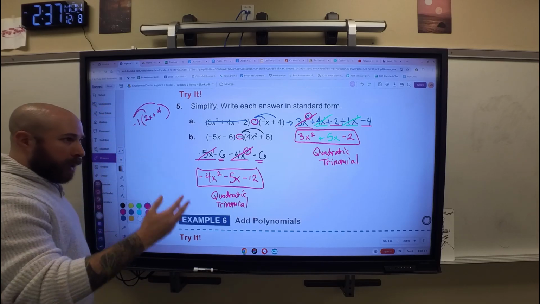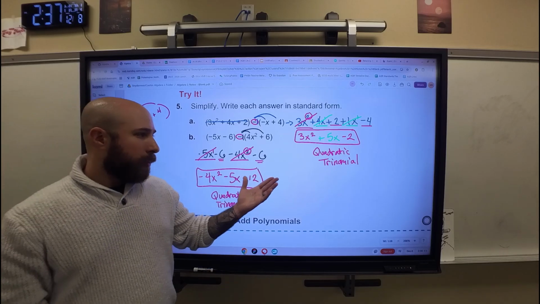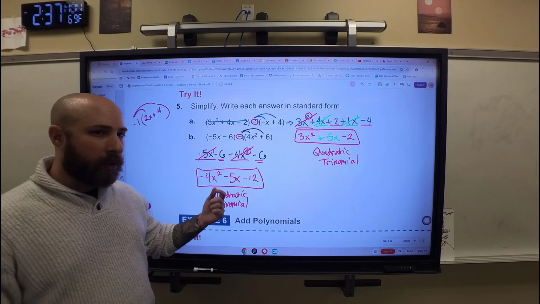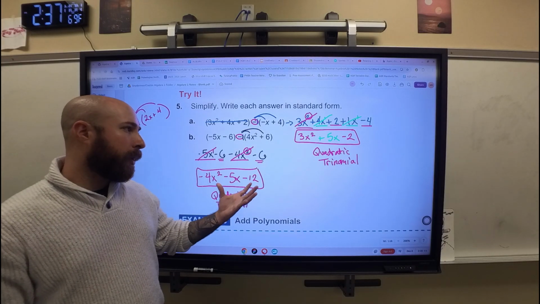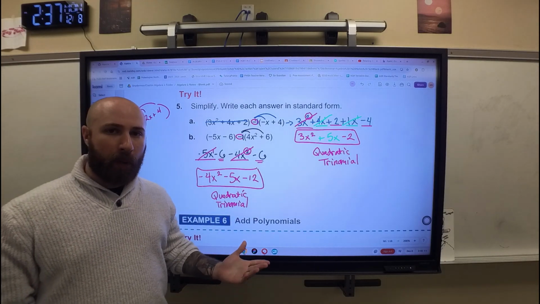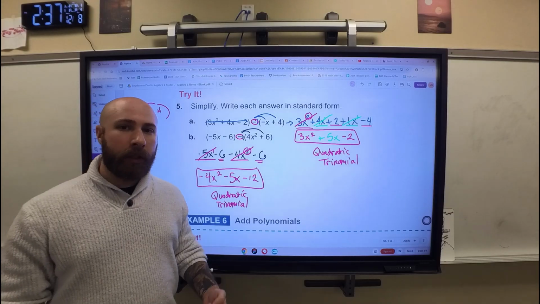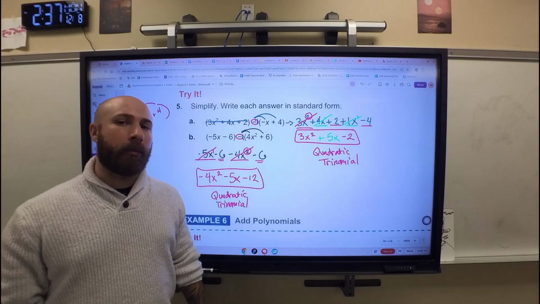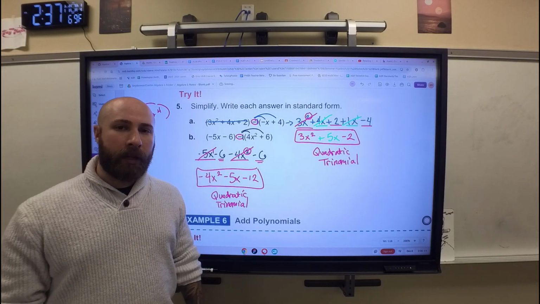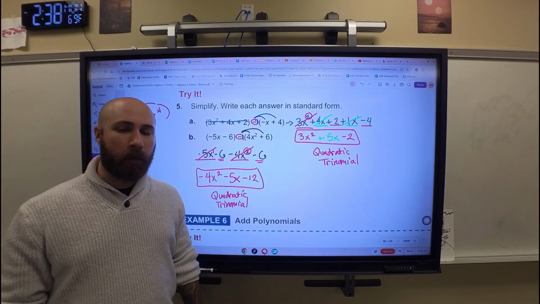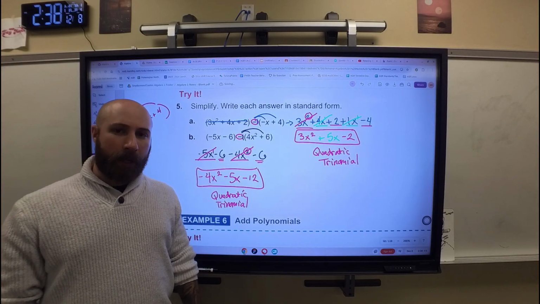Okay? And that is classifying. That is also adding, subtracting, and combining like terms with polynomials. So if you have any questions, please let me know as we're working through these problems over the next day or so. We will then get into multiplying them the rest of this week.